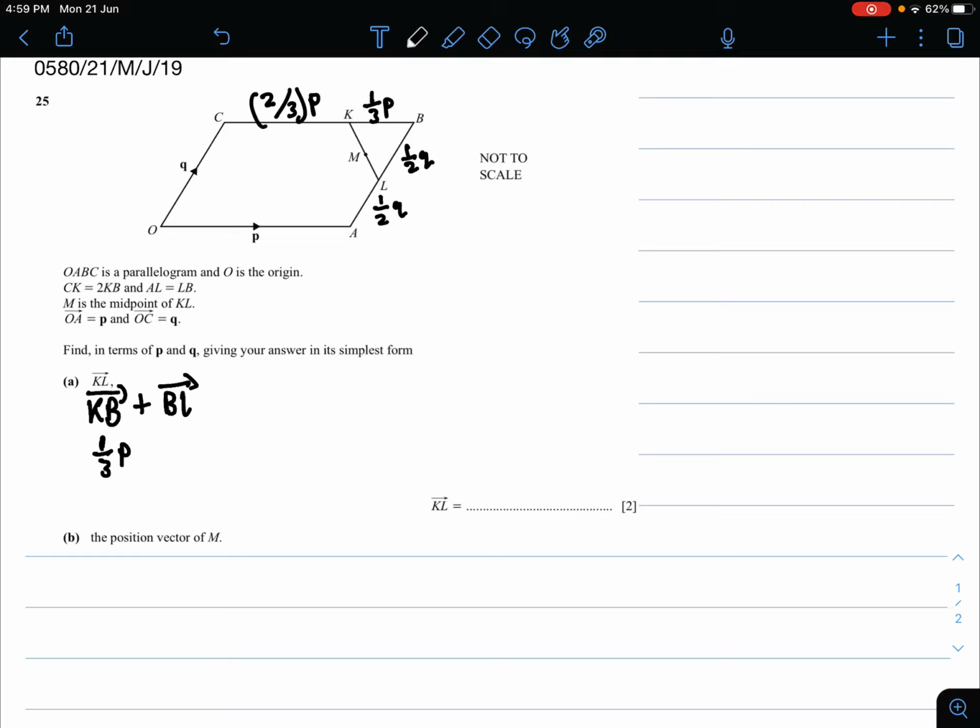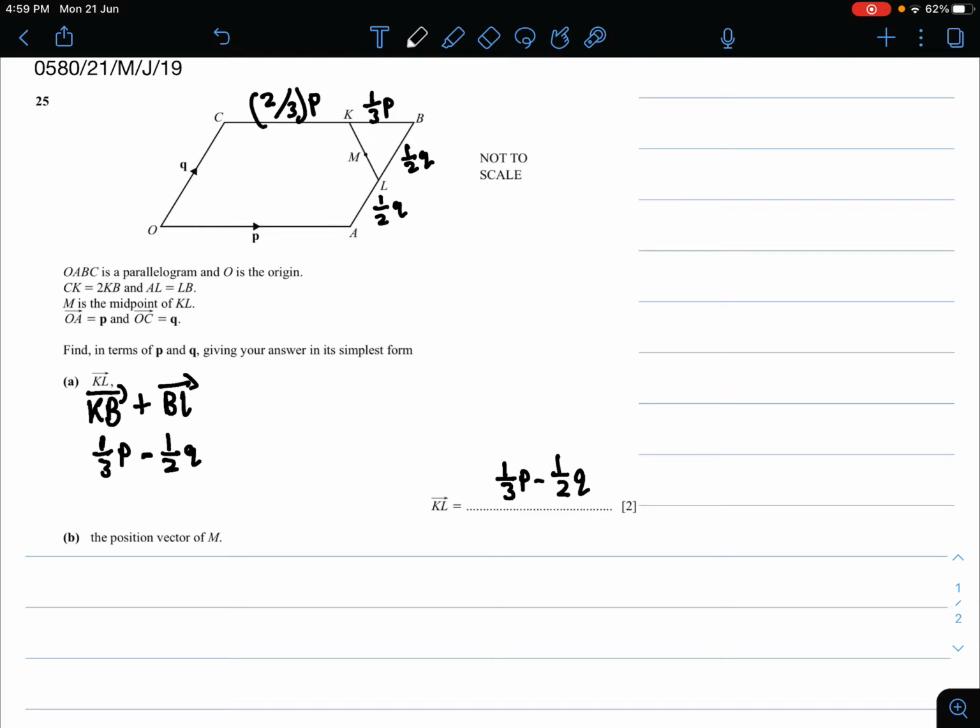Now the vector OC is Q, not CO. If we go from CO, it would be negative Q because you're going in the opposite direction of the direction vector. Therefore, when we move from B to L, it is the opposite direction of the direction vector. Therefore, we would have to take negative half Q. Therefore, your final answer for part A is 1/3p minus half Q.